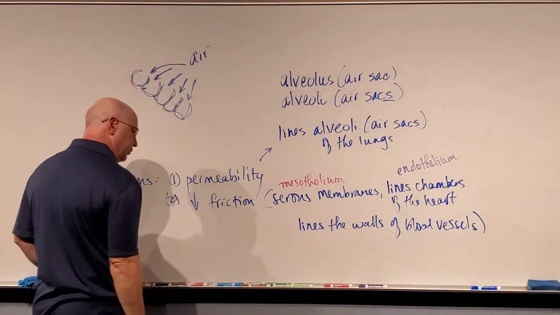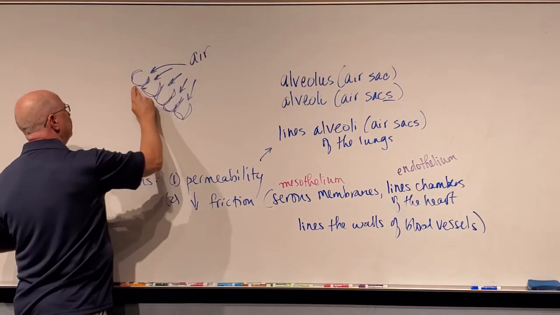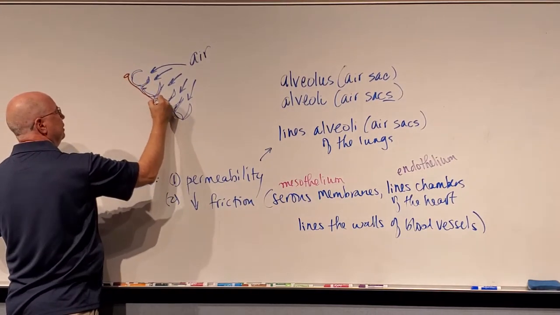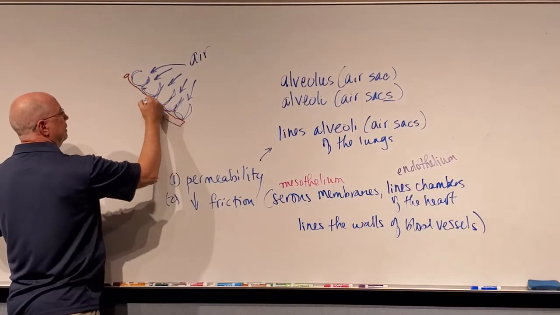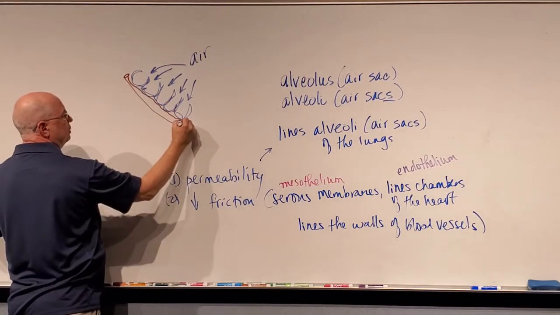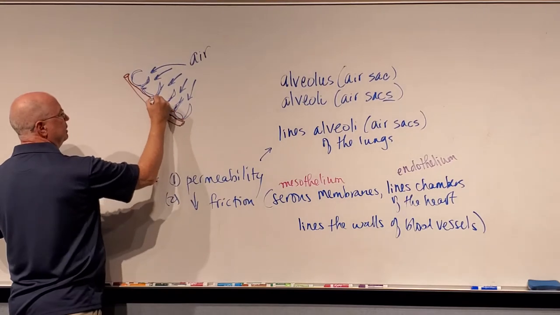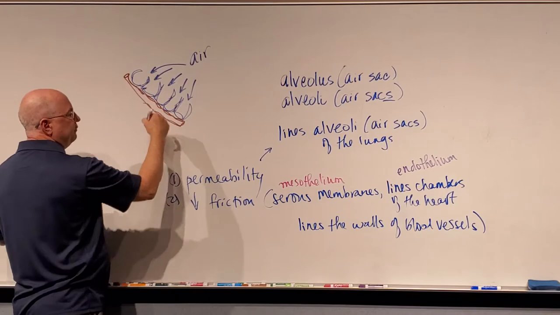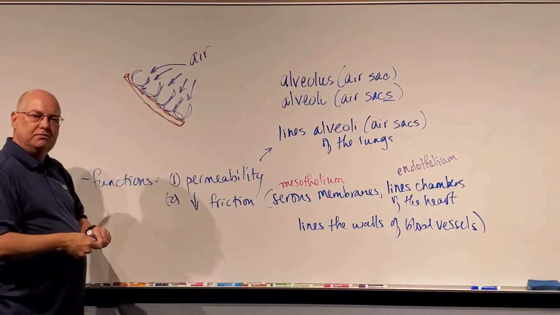This red marker doesn't work very well. This one's probably too dark, but I'm going to use it anyway. I have a little blood vessel that's running along here called a capillary. And it turns out that this capillary's walls are also a single squamous cell thick. So now I have one squamous cell up against another squamous cell.